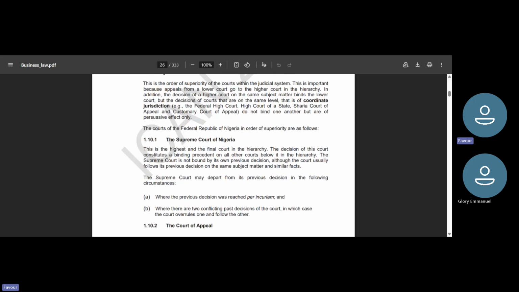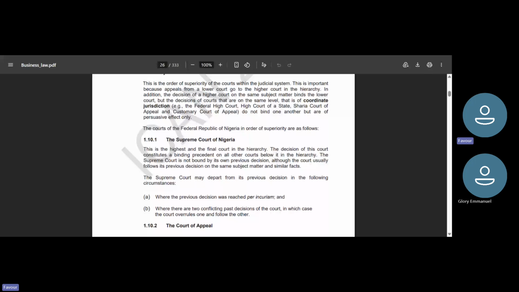The highest and final court. Any decision made in the Supreme Court is binding on all other courts. That is the Supreme Court of Nigeria. This is the highest and the final court in the hierarchy. Decisions of this court constitute a binding precedent. So it is binding on all other courts since this is the highest court. Every other court is below the Supreme Court. So it's just like the Central Bank of Nigeria, that is the peak of the banking system. The Supreme Court is the highest and the final court in Nigeria.